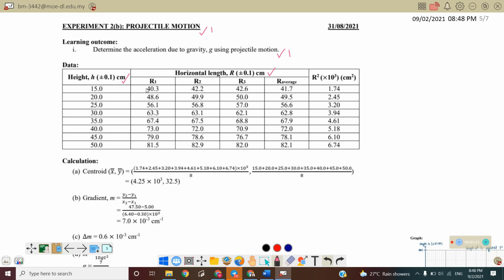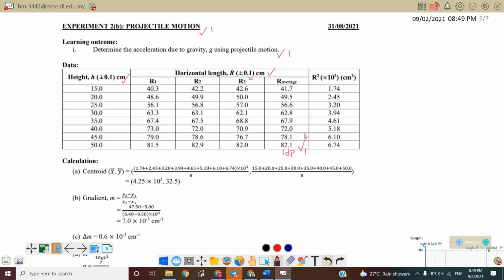After we obtain h, r1, r2, r3, of course we must find the average for the horizontal length. We take r1 plus r2 plus r3, divided by 3, and we will get the average value. Because the uncertainty is 1 decimal place, our average value must also be written in 1 decimal place only. So we must write 41.7, 49.5, 56.6 and so on. Remember, you must write 1 decimal place only. If you calculate correctly, you will get 1 mark.